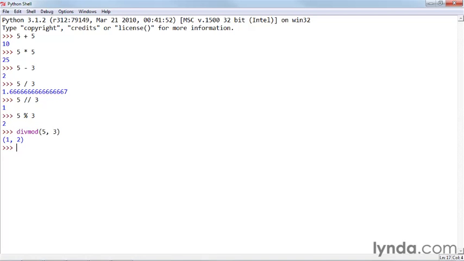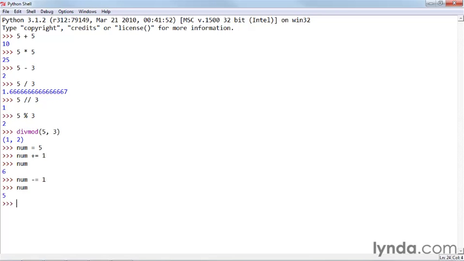Finally, Python has increment and decrement operators, and they're not quite the same as you see in some other scripting languages. If I say num equals 5, and I say num plus equals 1, and then look at the value of num, we get 6. I say num minus equals 1, we look at the value of num, then we get 5.